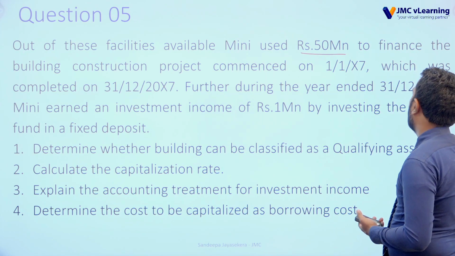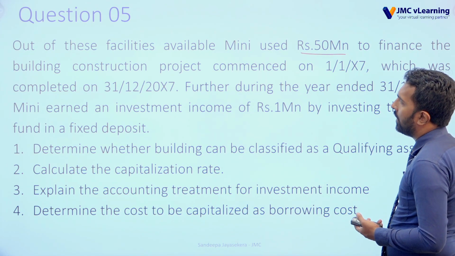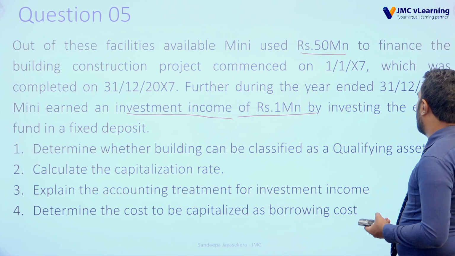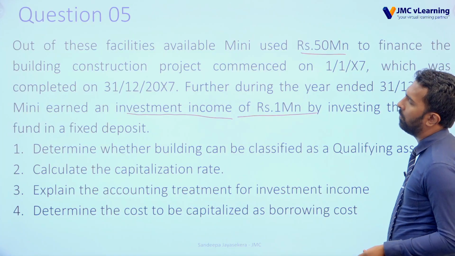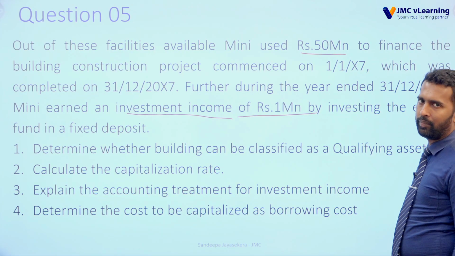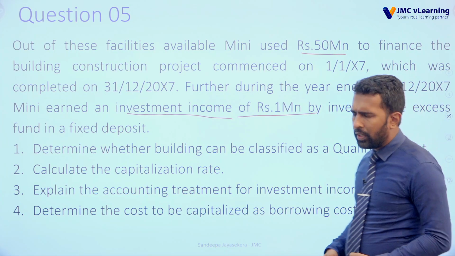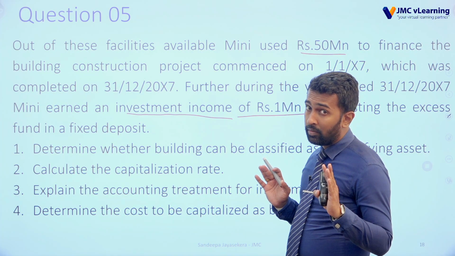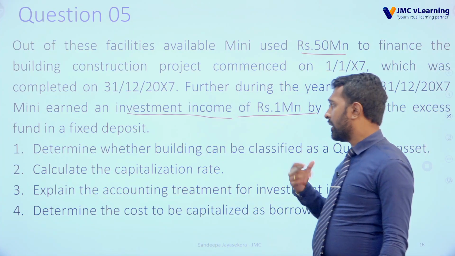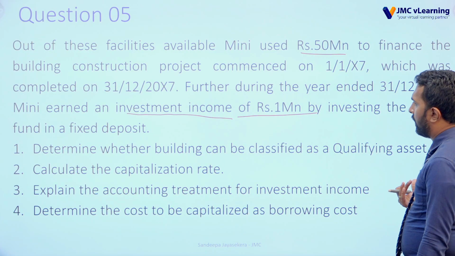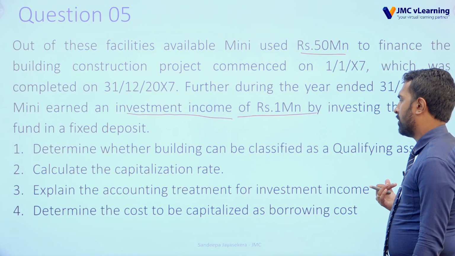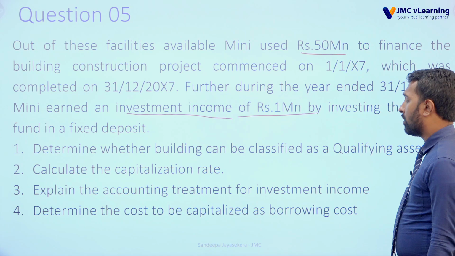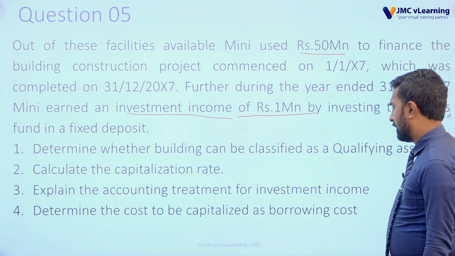Further, during the year ended 31st December 2007, Mini earned an investment income of 1 million by investing the excess funds in a fixed deposit. Now that we don't care. In a general pool of funds, we don't care about the investment income. What we care about is the finance cost. Determine whether the building can be classified as a qualifying asset. Calculate the capitalization rate. Explain the accounting treatment for investment income. Determine the cost to be capitalized as borrowing cost.